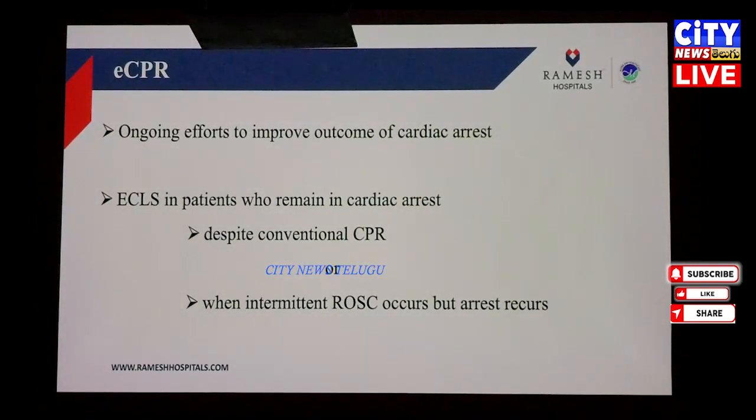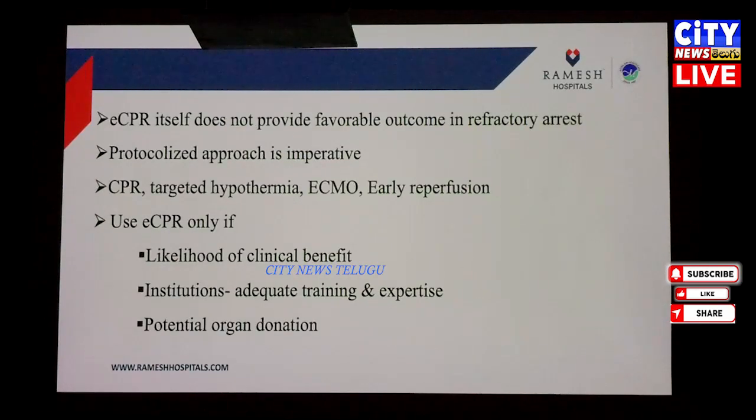eCPR. Now there are ongoing efforts to improve outcome of cardiac arrest. So eCPR is indicated in all patients who remain in cardiac arrest despite all our conventional CPR efforts, or when intermittent return of circulation occurs, but patient keeps going into arrest. I mean, you give CPR, patient recovers, this ROSC, goes back into arrest. So recurrence is there. In those conditions, eCPR is indicated. Now, by itself, eCPR will not provide any favorable outcome.